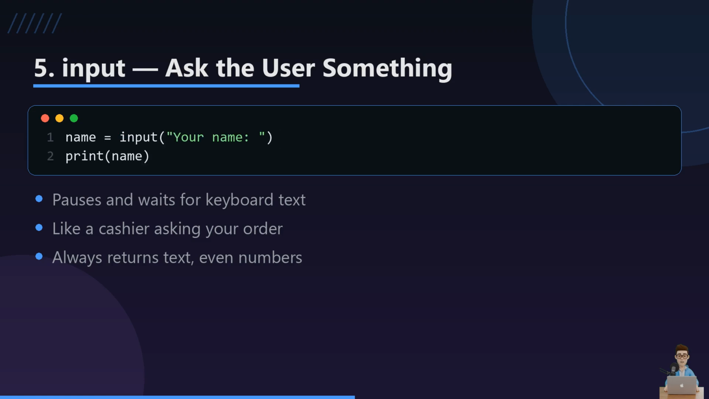Input is how your program talks back to a real person. It pauses everything and waits, just like a cashier waiting for you to say your order. Whatever you type comes back as text, so if you ask for a number, you may need to convert it. Here's the trick. Never assume input gives you a number automatically.